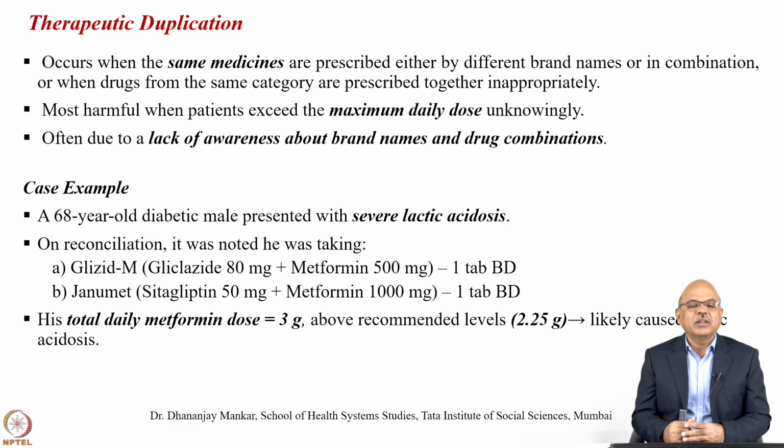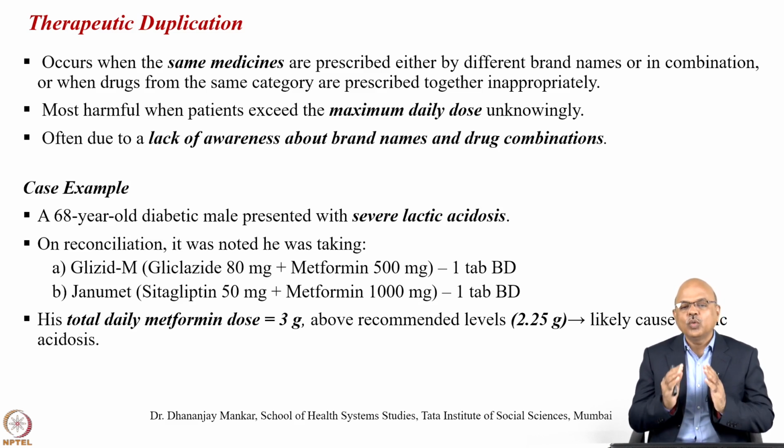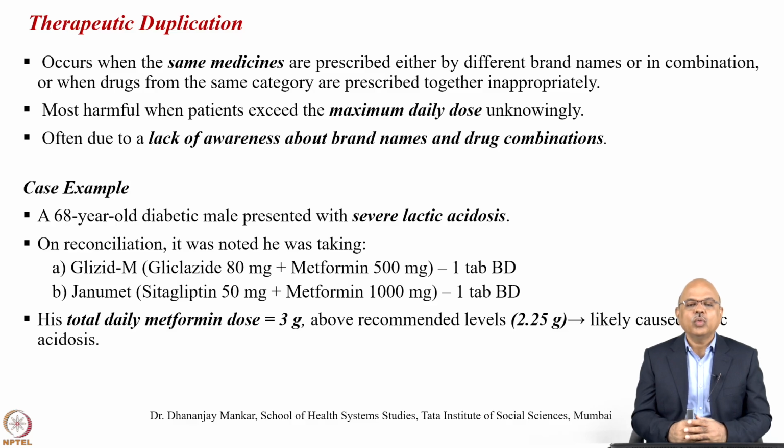It is majorly seen that patients are completely unaware of what overdosing really causes. Overdosing is something which can many times be fatal, and can also lead to a lot of adverse events. So often the therapeutic duplication comes due to lack of awareness about the brands and even lack of awareness about the drug combinations. Now we can see a case example of therapeutic duplication.